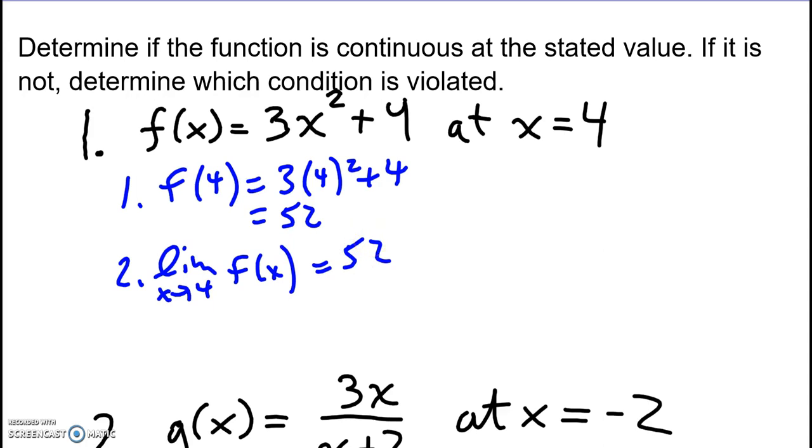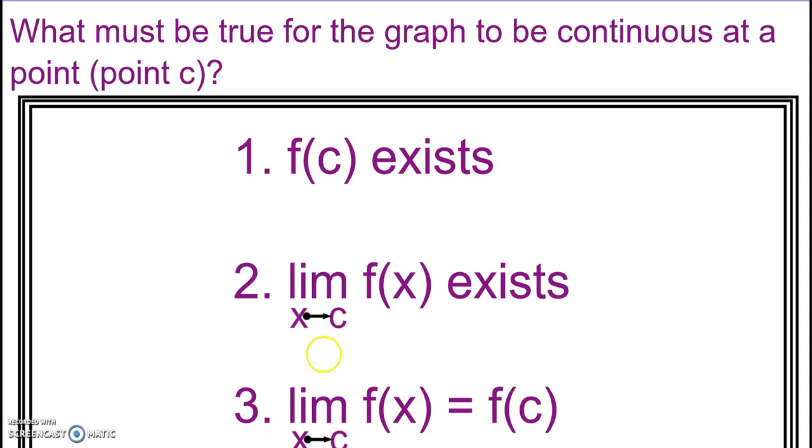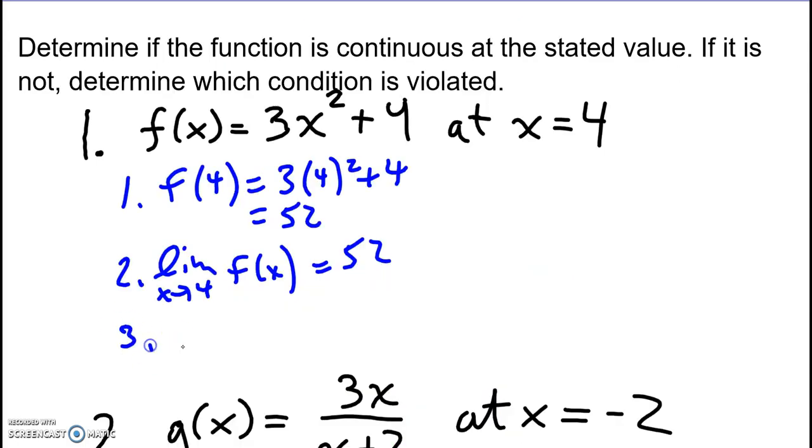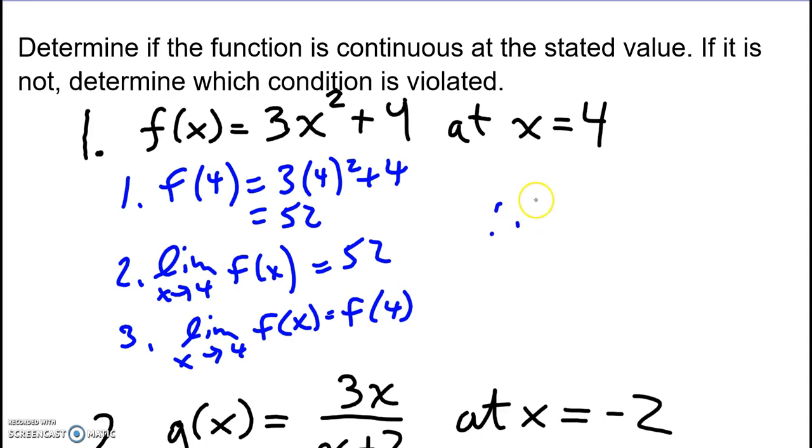And then the very last requirement, if you recall, the limits, so 1 and 2 should be equal. The limit as it approaches that value and the function value should be the same. So yes, they are. The limit as x approaches 4 is equal to the function value of f of 4. Okay, so we would then say, therefore, and those 3 little dots mean therefore, f of x is continuous at x equals 4.